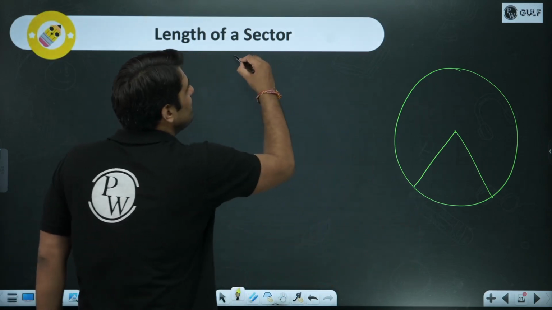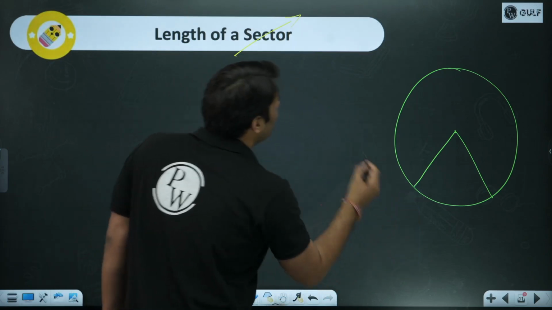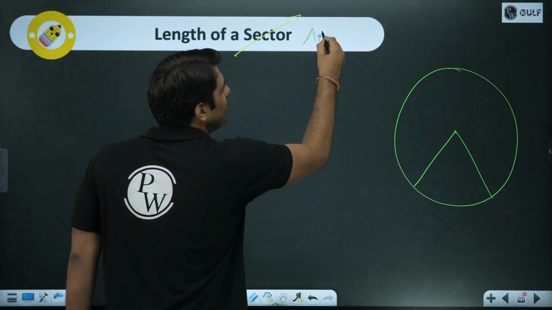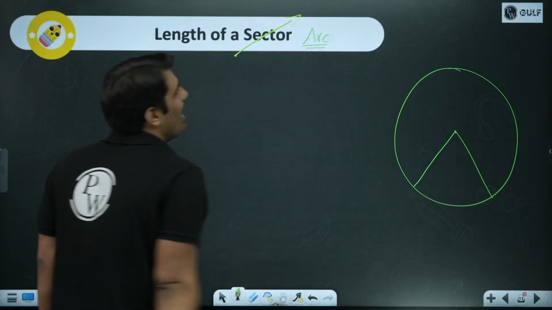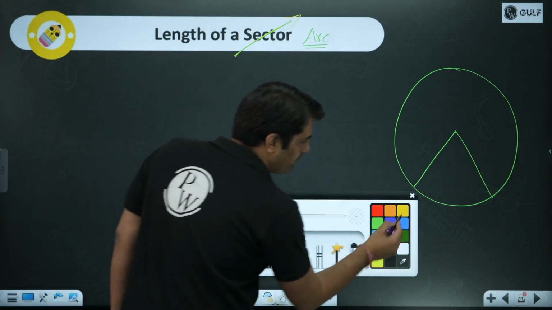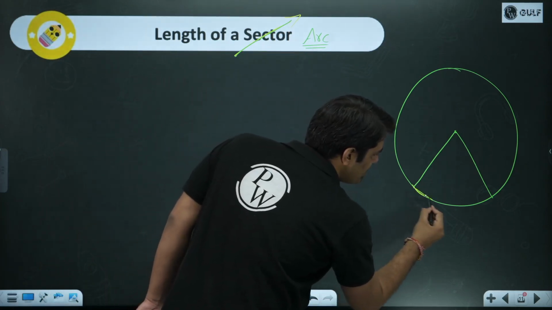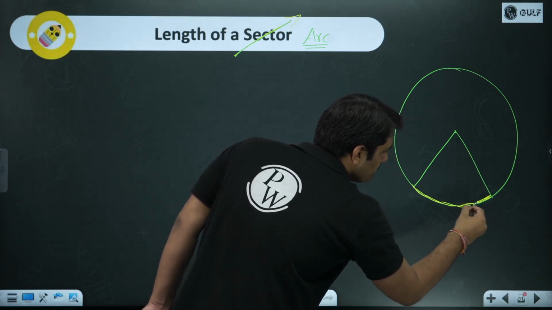I would say this is a misinterpretation over here. It should have been arc. I would call it length of arc, not length of the sector. That I would not call. I would call it length of the arc. Now, which arc am I talking about? I am talking about this particular arc, which is making up the sector for me.